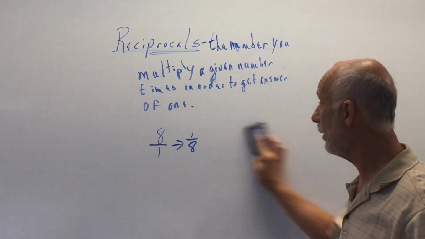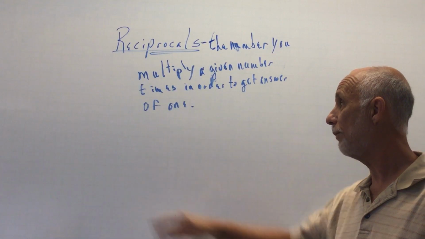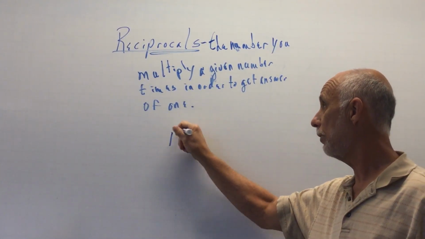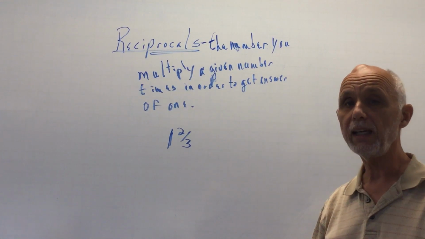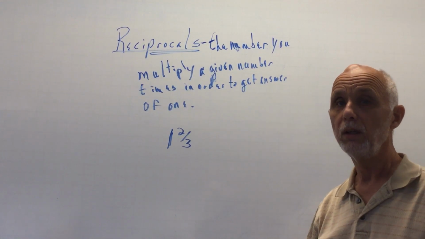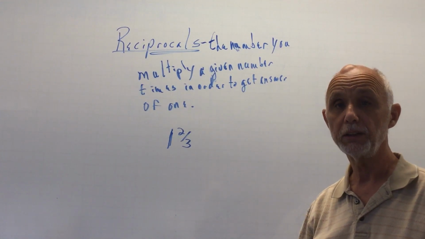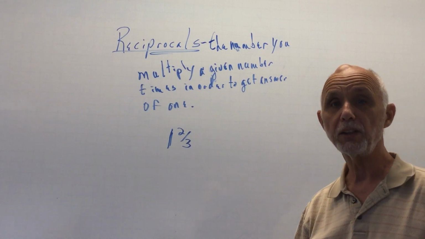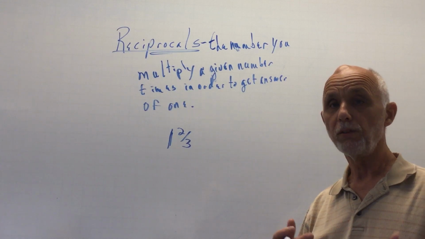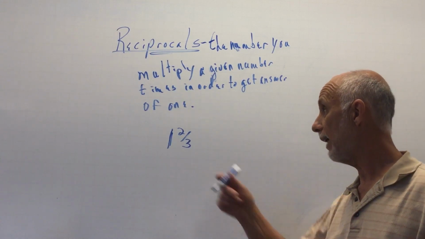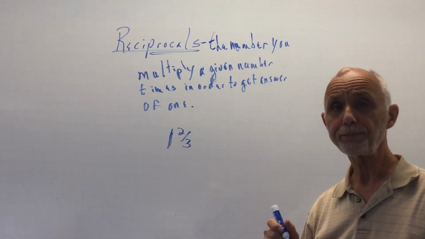And you say, well, what about a mixed numeral? Could you get the reciprocal of a mixed numeral? And the answer is most definitely yes. But you can't get the reciprocal of a mixed numeral until you make it into a fraction. And what kind of fraction does a mixed numeral become? An improper fraction.